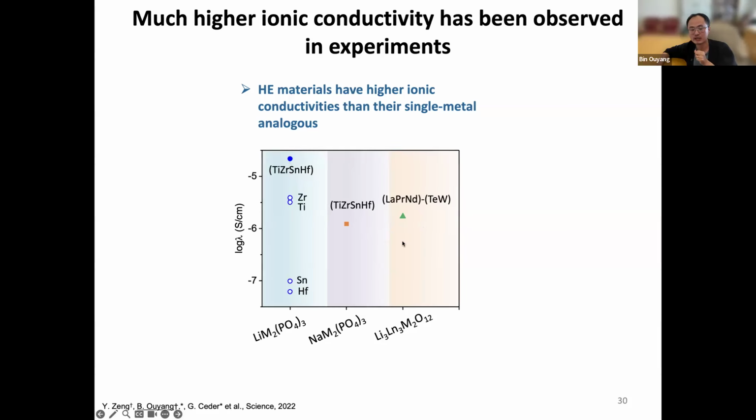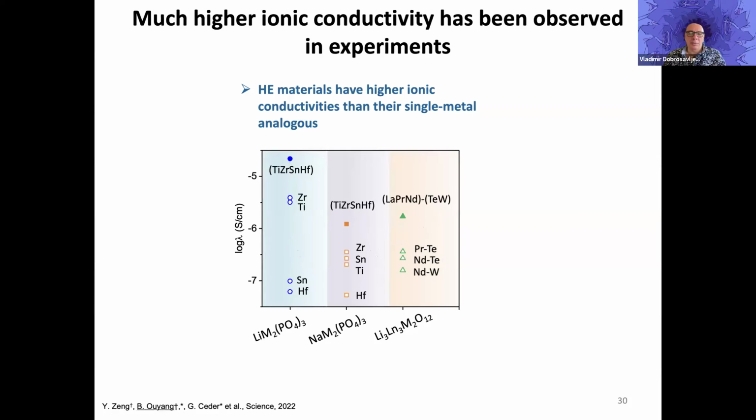And most importantly, the conductivity is actually higher than any of the low entropy counterparts. So this is more important. Can you just say by how much it improves? Orders of magnitude. This is log 10. Yes, I didn't look at the scale. Yeah, you can get a factor of even 10 or more. Yeah, exactly. I think that's a very good point.